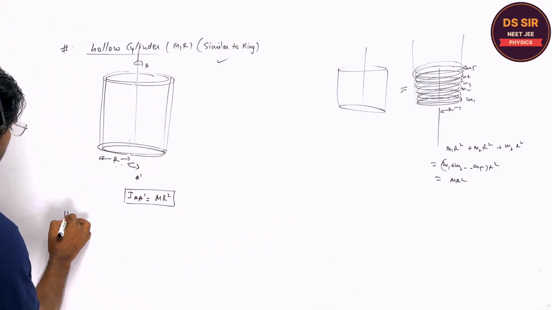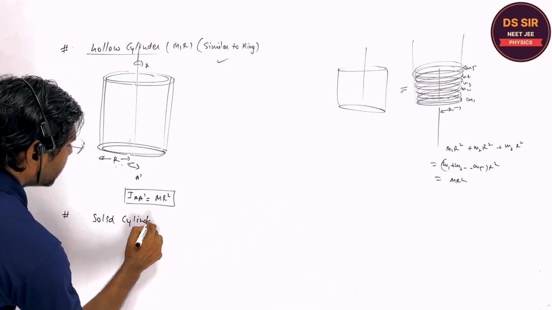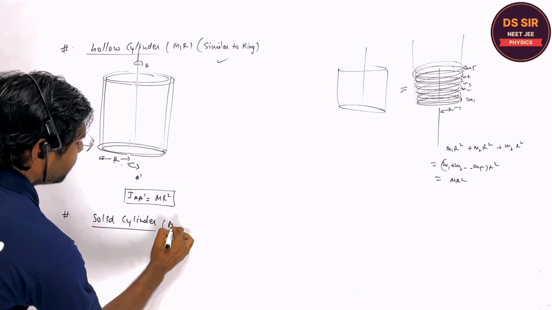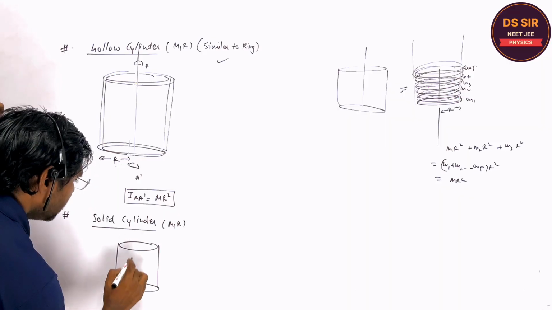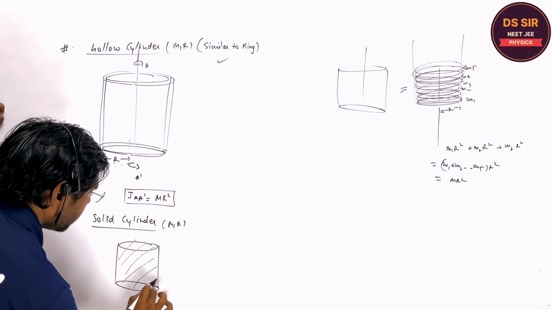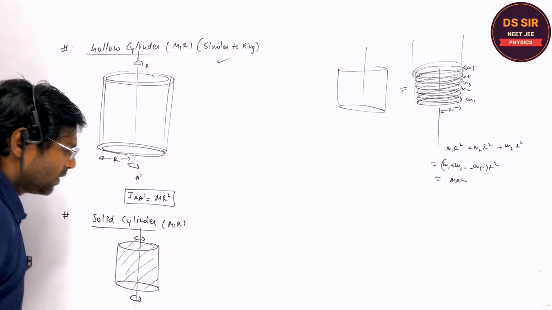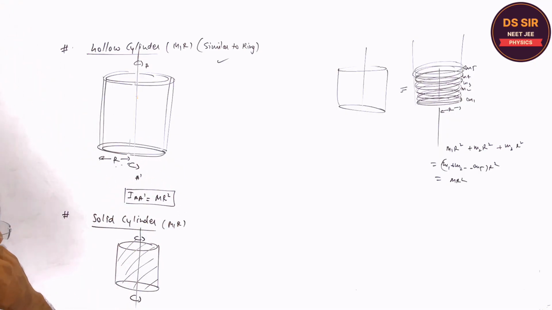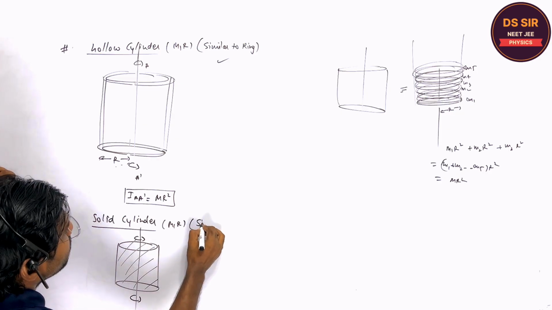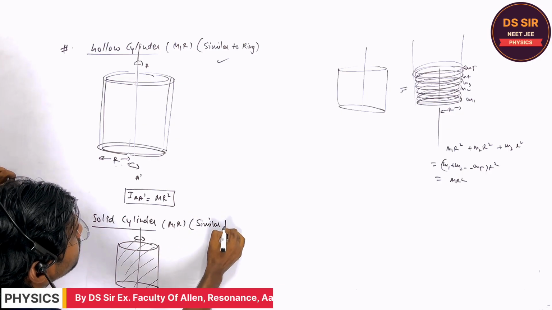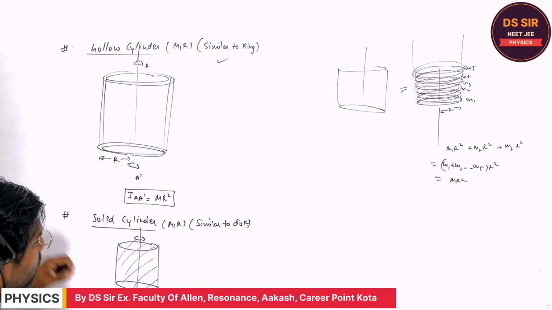Listen one more thing. The solid cylinder of mass m, radius r. What is the solid cylinder? Solid cylinder is like this. Solid means everywhere it is solid. What is the moment of inertia of the solid cylinder? It is, very good, similar to a disk. Getting or not? How is it?